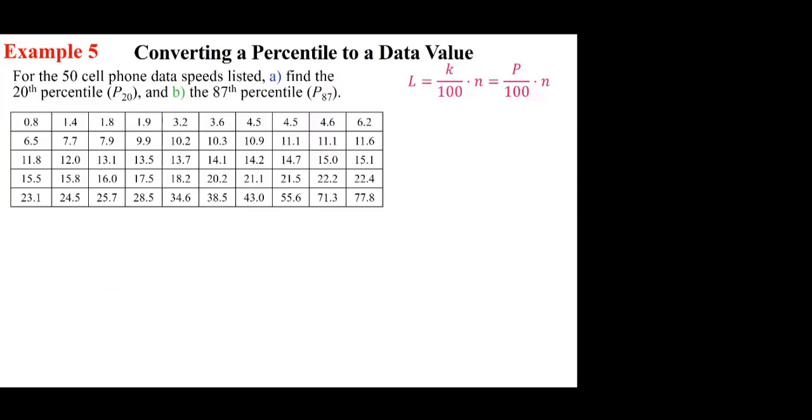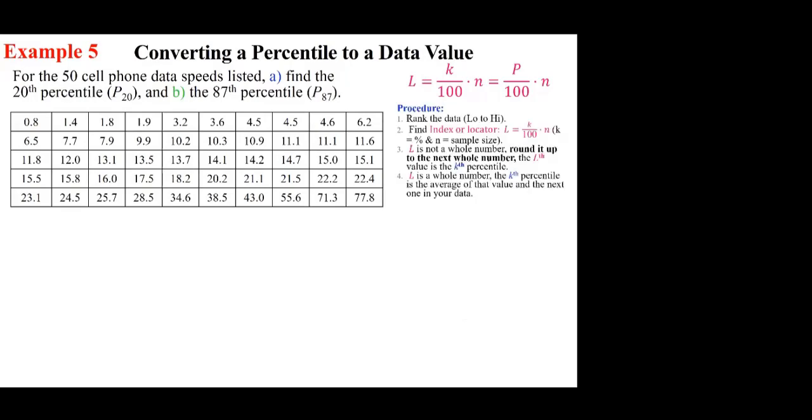We want to find the 20th percentile and then 87th. So we are looking at the same piece of data. So we're going to look at part A. We are repeating the same question essentially. You can think of it as a continuation of the same question. So look at the formula at top. L equals K over 100 times N, or P over 100 times N. We want to locate that.